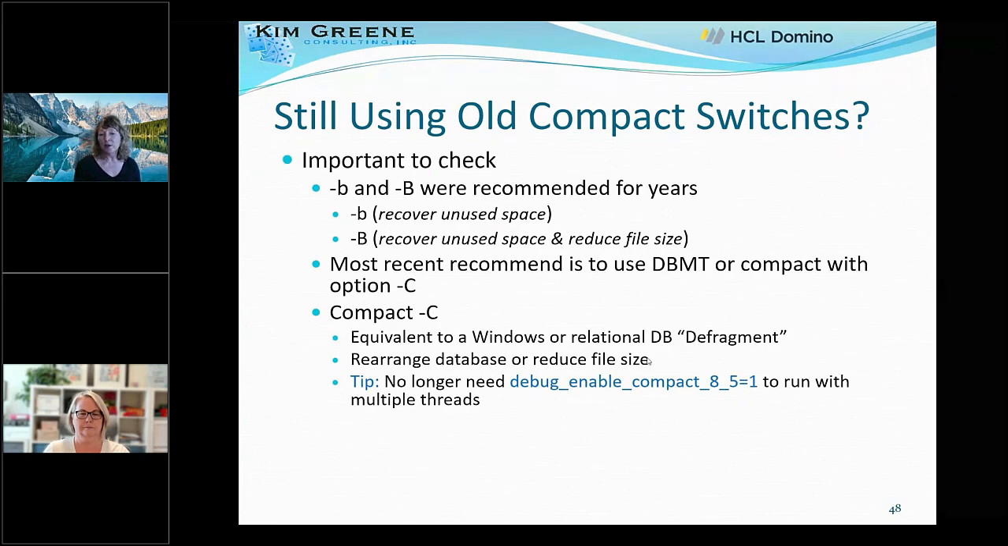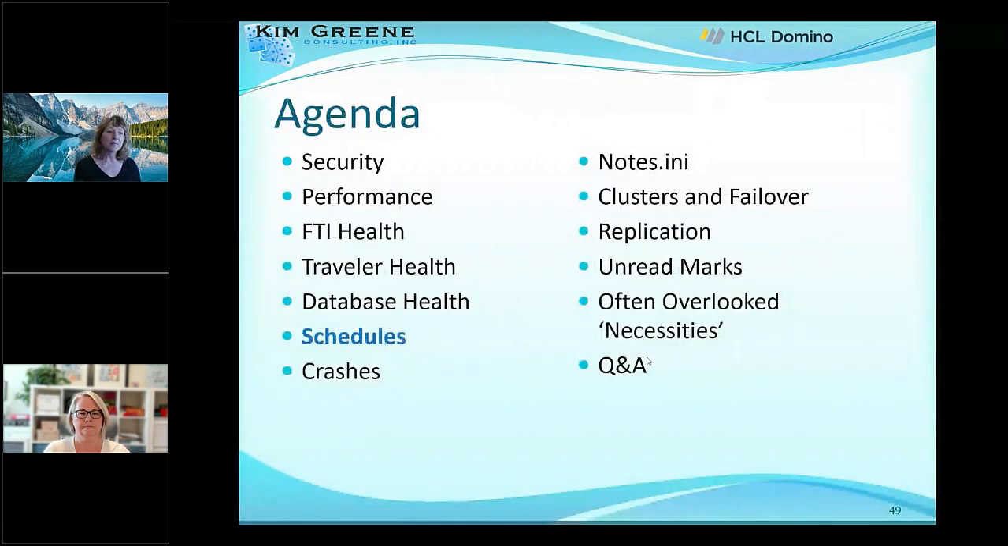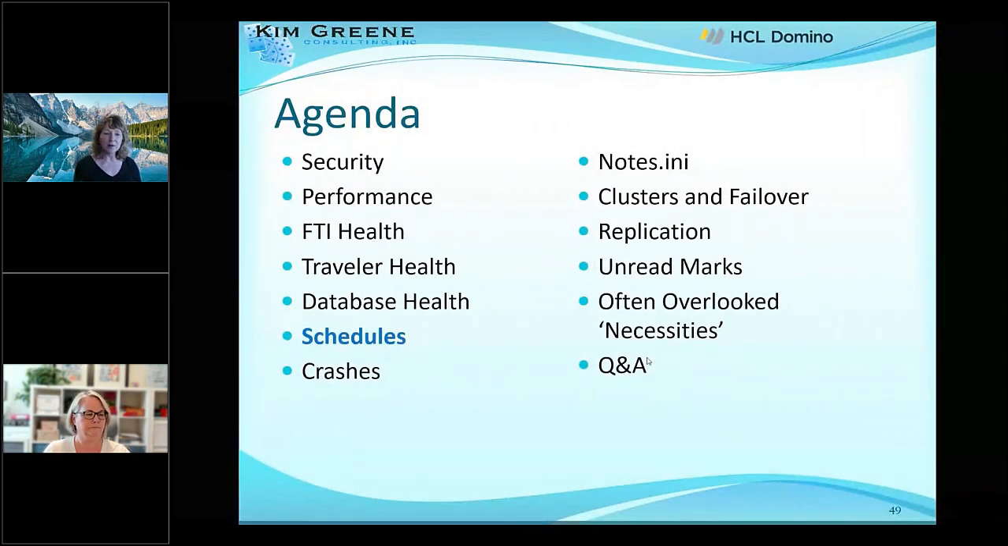And this is really equivalent to doing a defrag, whether it's on your Windows server or on a relational database. It's going to reorganize the file and keep it much cleaner. If you have been doing compact -c within a multi-threaded environment, you no longer need to have this null cyanide variable set. That was only applicable in version 8.5.1 or 8.5 in order to get the multi-threading function to work for you. And that takes us to schedules. Let me go ahead and turn it back to Michelle.